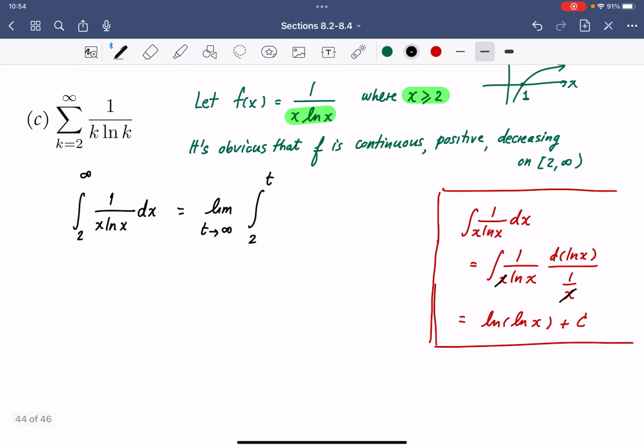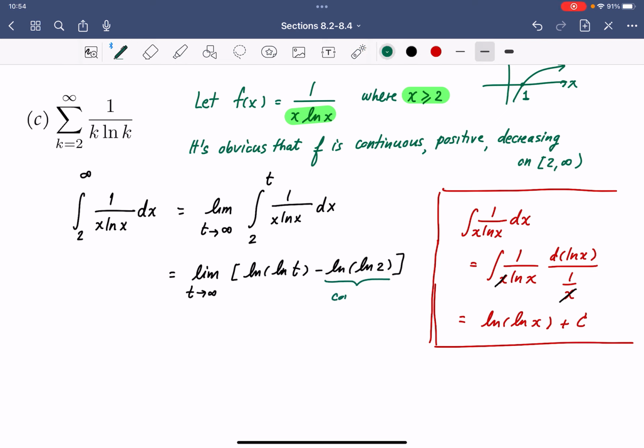Okay, I'm going to go a little bit slower. So 1 over x log x dx. I change infinity to t first, and then now I integrate it. So it's the limit as t goes to infinity. Here you're going to get log of log x, but you plug in t and 2. So I get log x, but I plug in t and then I plug in 2. So I get that one. And then this part, log log 2, is just a constant.